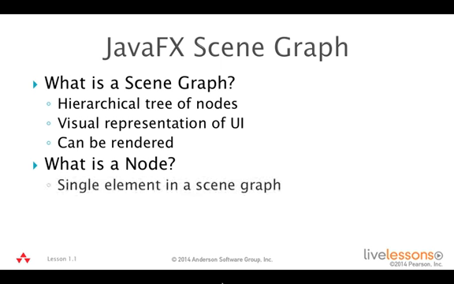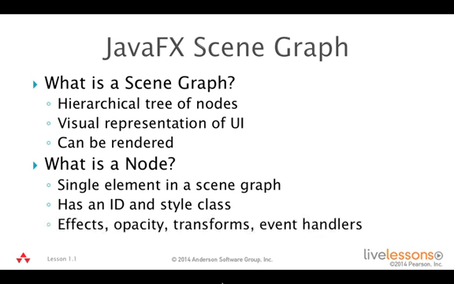A node is a single element in a scene graph, and each node has an ID and a style class. With each node, you can apply effects and change a node's opacity. You can also transform a node's position, apply event handlers, and initiate animations.